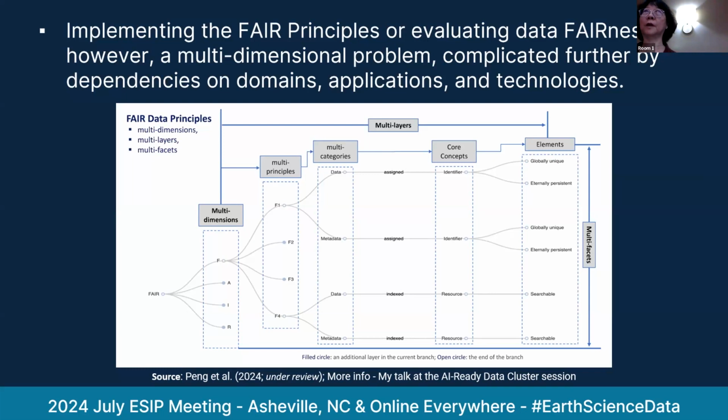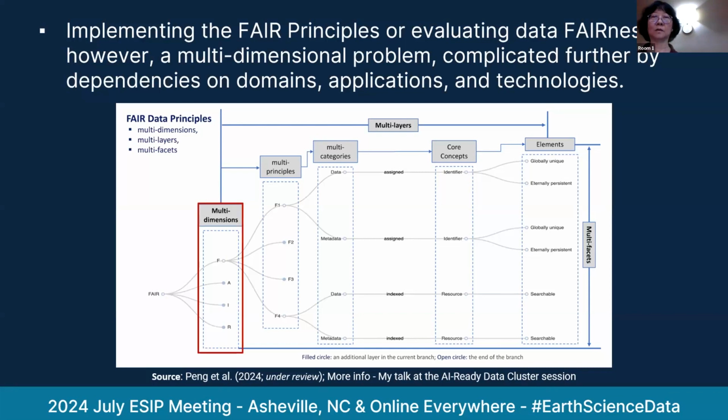So the FAIR principles, the acronym is simple, it's very nice. However, implementing it is very different, because they only present high-level principles that don't tell you how or what you need to do. And they also intentionally made it domain agnostic, so you have to consider that when you do implementation. I'm not going to talk about the dependency on domain application and technologies. I just want to show this diagram indicating it's a multidimensional problem if you are trying to implement the FAIR principles.